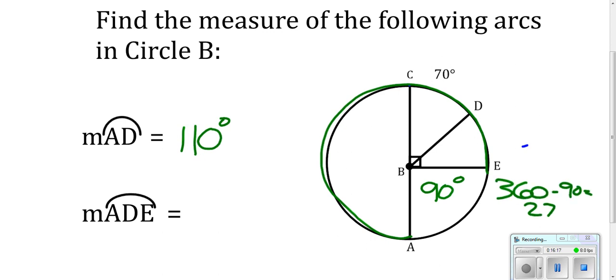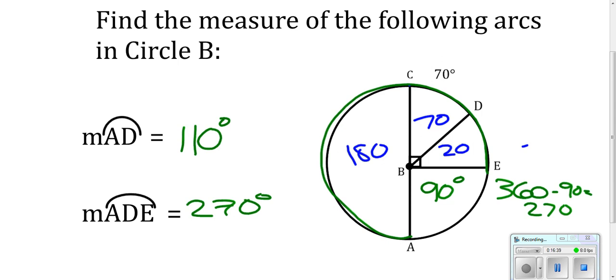So it's 270 degrees. You also could have tackled it by saying, okay, well, I'm going to add it together. This is 180 because it's half of a circle. I know this is 70. I already figured out this is 20, and then add them up and get the 270 that way. Either tactic will work.